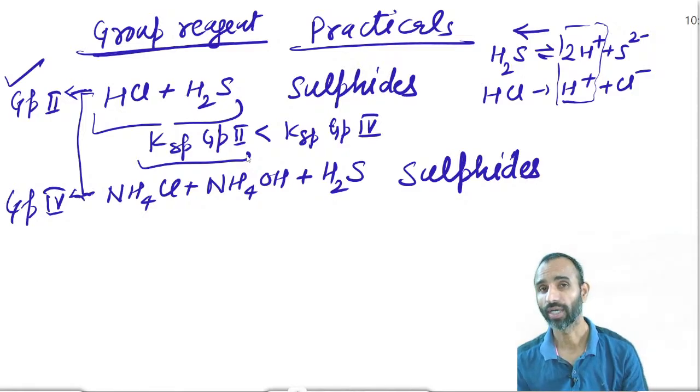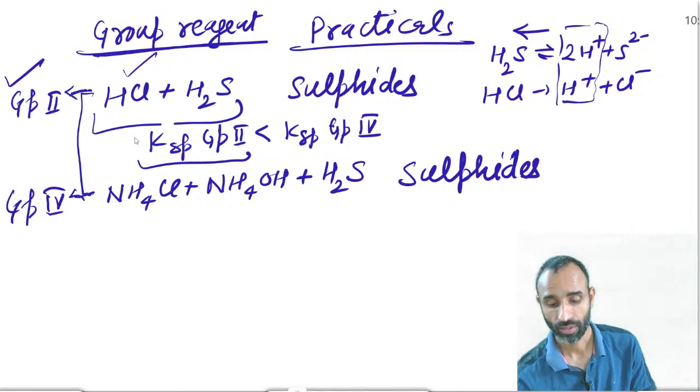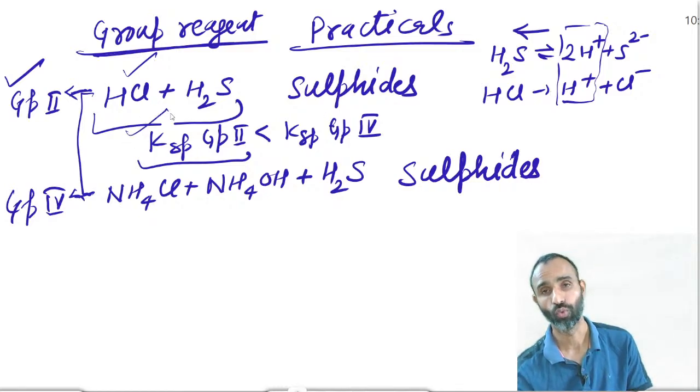If by chance we forget to add HCl and we pass H2S gas, then we get sulfides of group 2 as well as group 4. But in the presence of HCl, when we pass H2S gas, then we get only sulfides of group 2.